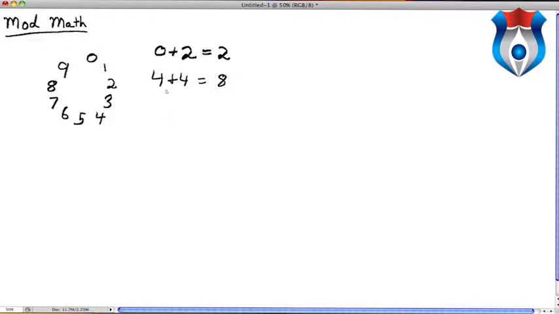So far it's the same as regular addition. Where things get interesting is where we have to wrap around the circle a little bit. So if we do 6 plus 6, we get 1, 2, 3, 4, 5, 6 plus 1, 2, 3, 4, 5, 6. We get 2. So this is what we get when we're working in mod 10.